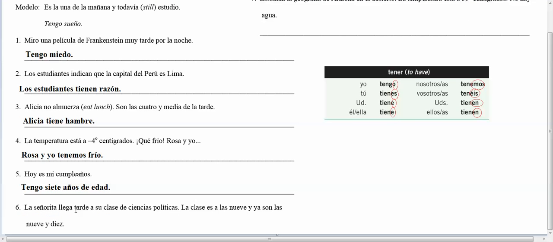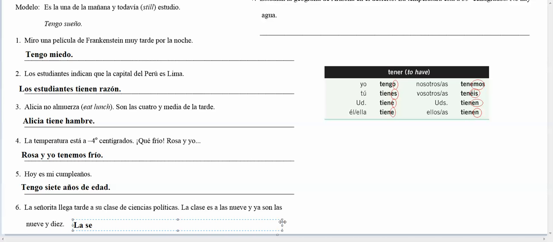La señorita llega tarde a su clase de ciencias políticas. La clase es a las 9 y ya son las 9:10. She's probably in a hurry. So we're going to say la señorita. And again, I have to put the la because I'm using a title and I'm talking about this person. Tener prisa. And who it is that's in a hurry is she. She's in a hurry. So la señorita tiene prisa, okay?